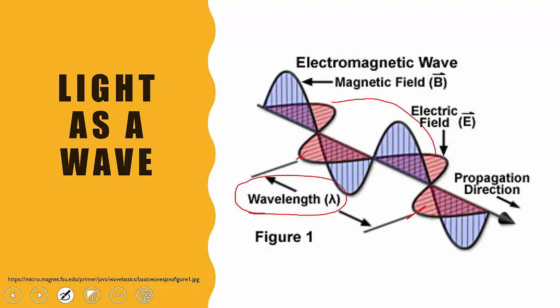You could also do the distance between any two equivalent points anywhere else on that wave. For instance, here and here. That would be the same wavelength.